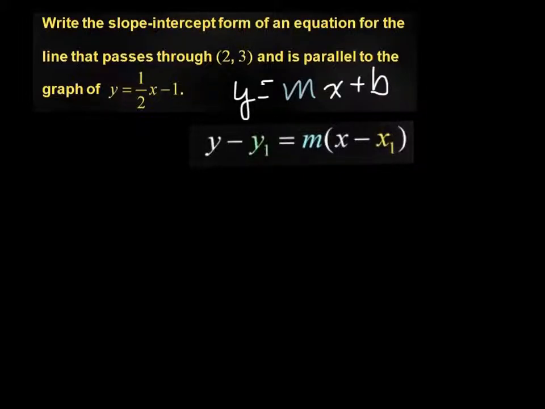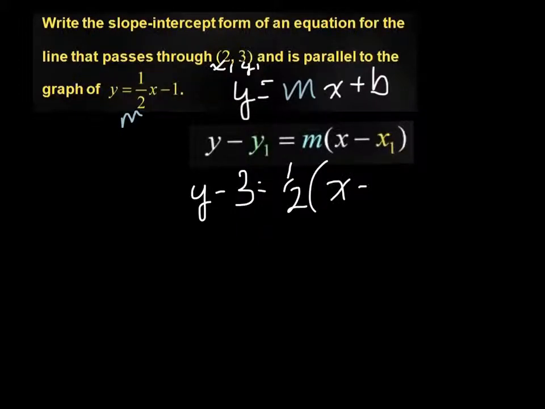Write the slope-intercept form of an equation for the line that passes through the point (2, 3) and is parallel to the graph of y equals 1/2 x minus 1. So they gave us a slope of 1/2 and our point (2, 3) gives us an x value and a y value. So I'm going to plug into our point-slope form. So we have y minus the y part of our point, which is 3, equals the slope that we got from our other line, 1/2, times x minus the x part of our point, 2.